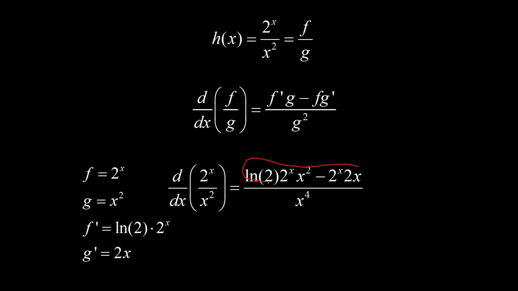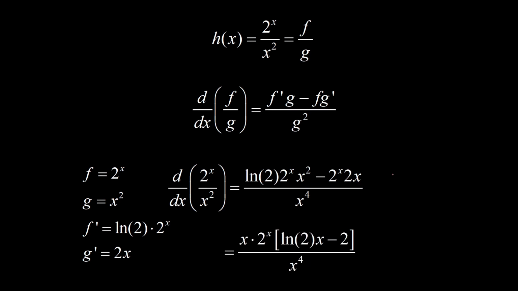So let's go for a greatest common factor. And the greatest common factor in the numerator is x times 2 raised to the x. And now maybe it's a little bit more obvious that an x will cancel. And so we'll be left with x cubed in the numerator. And that is our derivative of h.